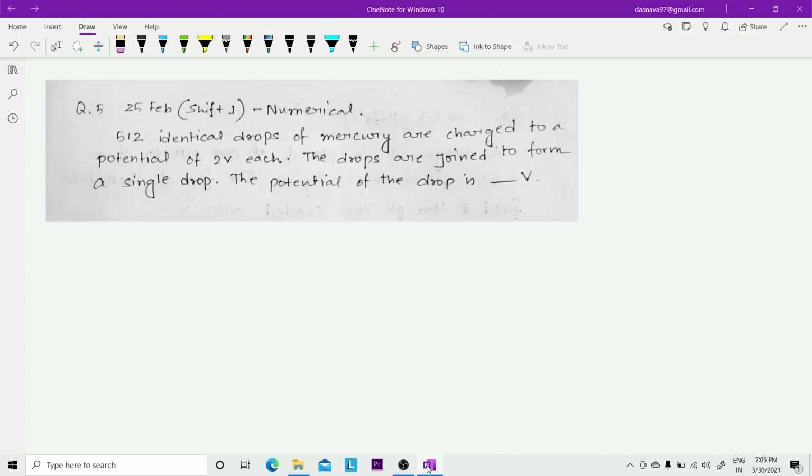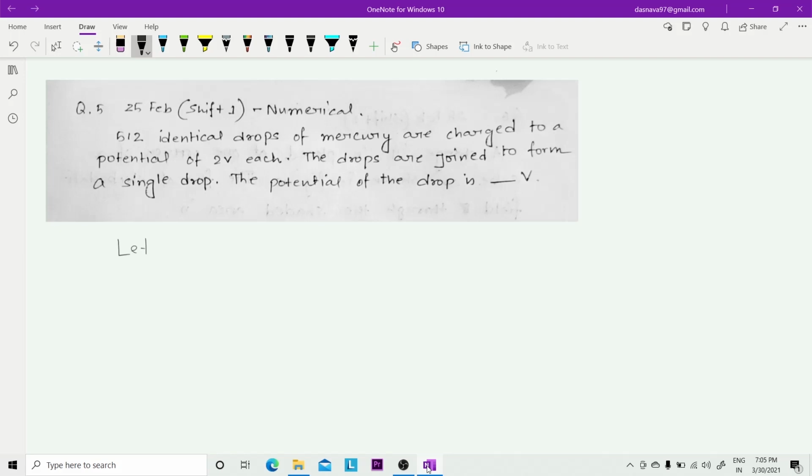So here we'll start with another question from 25th February shift 1. 512 identical drops of mercury are charged to a potential of 2 volt each. The drops are joined to form a single drop. The potential of the drop is how much? So we'll start like this.